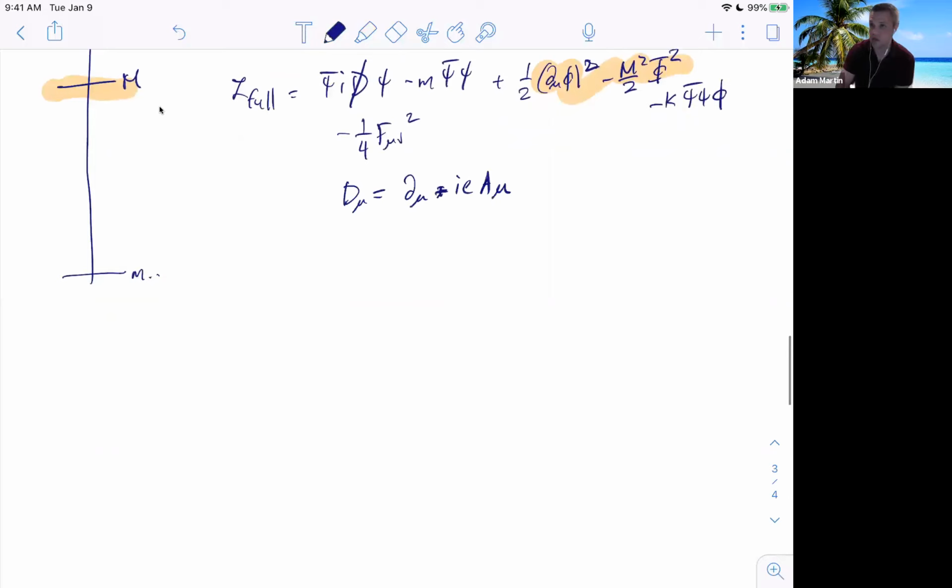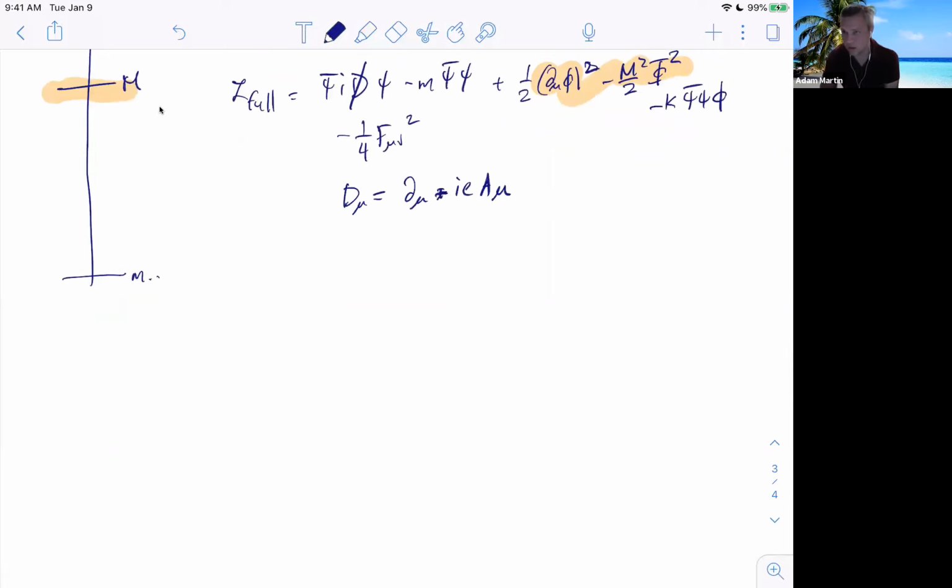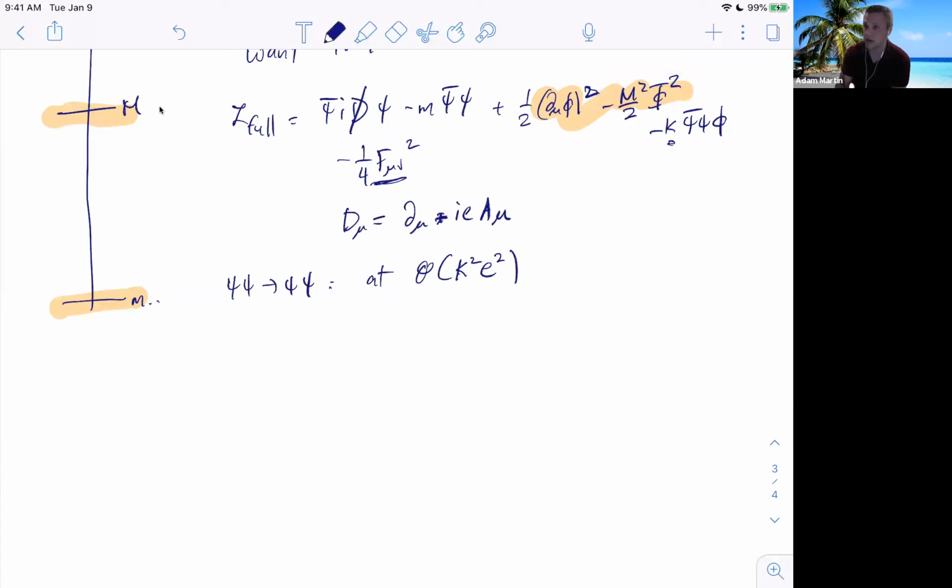The process that I want to look at, and where we're going to see the loops coming in in a way that doesn't involve us having to do tons and tons of work, is psi psi to psi psi, the same process as before, but now at order kappa squared. So one exchange of that heavy particle plus some loops of the photon, right? There's a photon here now.